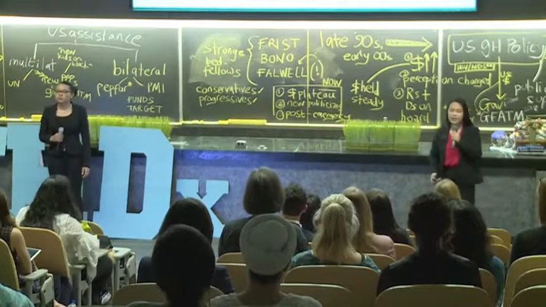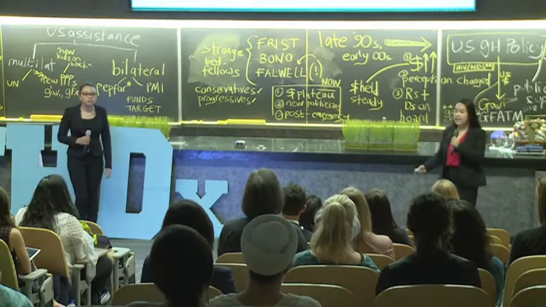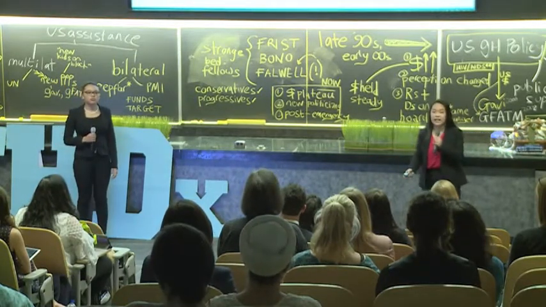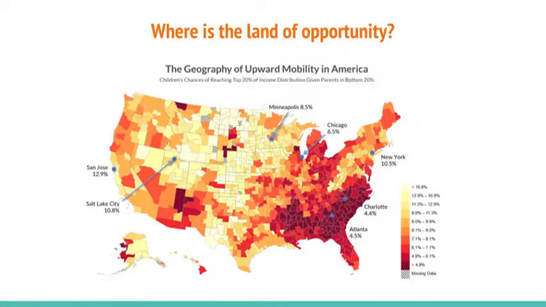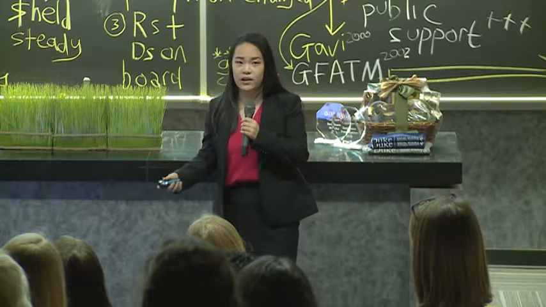All across America, there are vast differences in children's ability to succeed based on the circumstances that they were born into. In Charlotte, North Carolina, a child born into the bottom income bracket has just a 4.4% chance of reaching the top income bracket in adulthood. By contrast, in San Jose, a child born in the bottom income bracket has a 12.9% chance of reaching the top, which is almost 3 times higher than their counterpart in Charlotte.